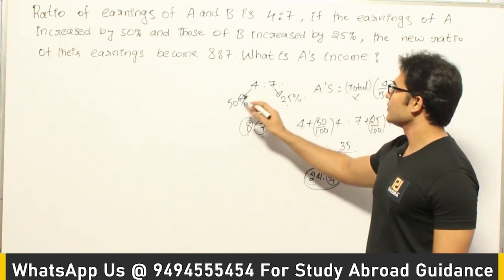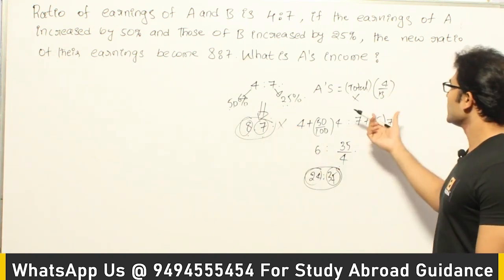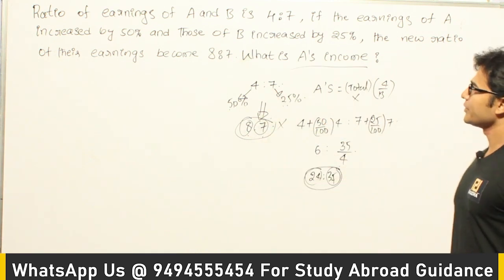One way is when you increment it by 50% and 25%, these are not the numbers, and the second thing is you will never be able to find the individual values without the total value being given. Okay, so this is a wrong question.